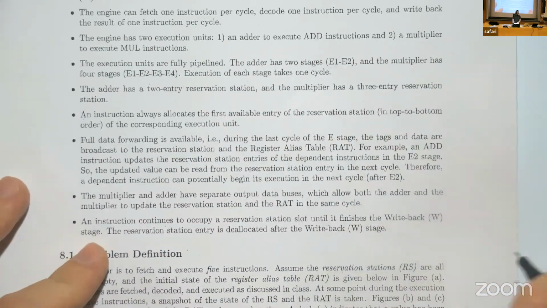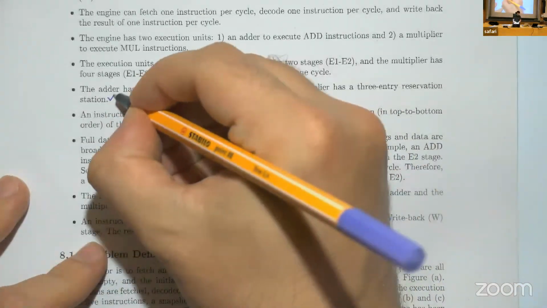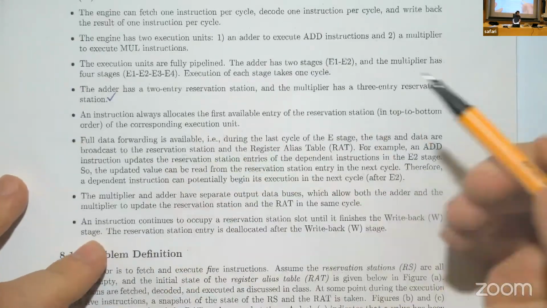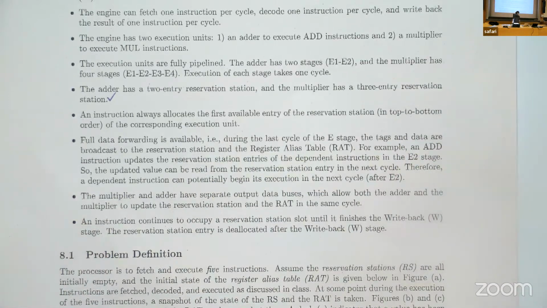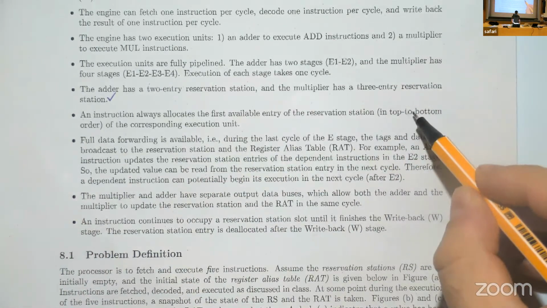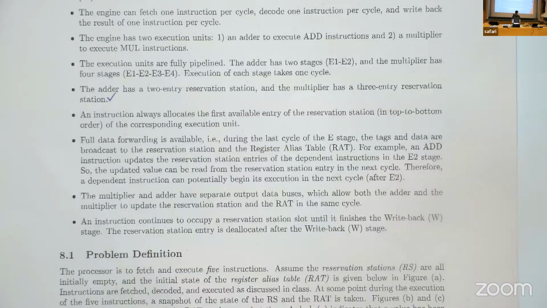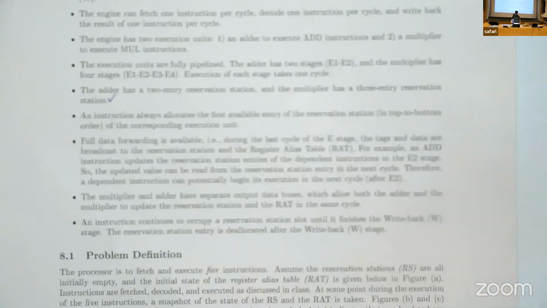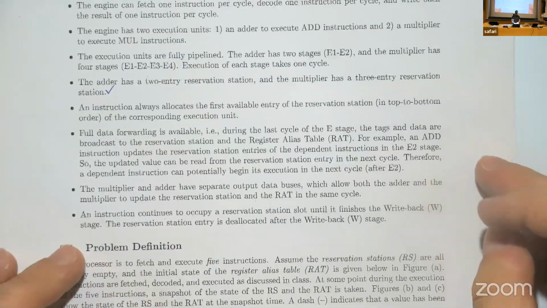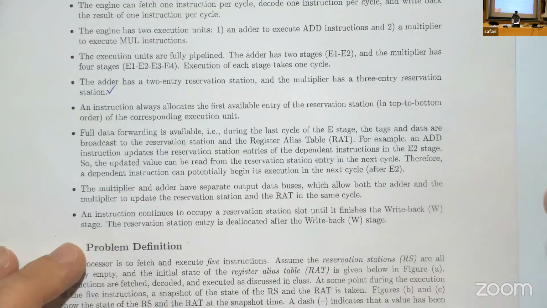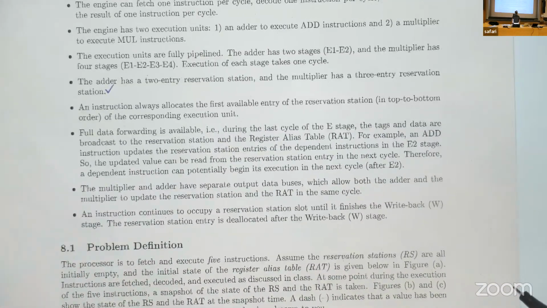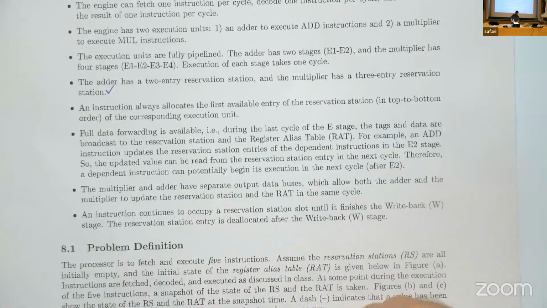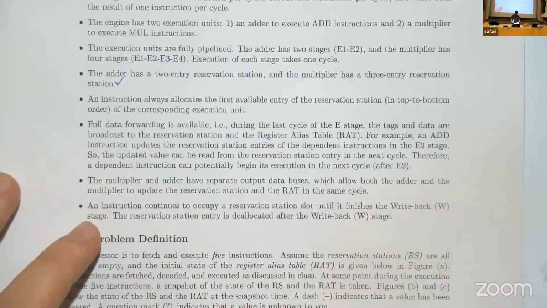So the next one is also really important. An instruction always allocates the first available entry of the reservation stations in top to bottom order of the corresponding execution unit. Top to bottom means that, for example, here, as you can see, the first instruction, this one is the oldest one, right? Why? Because it's at the bottom.